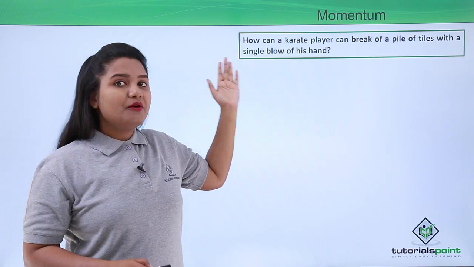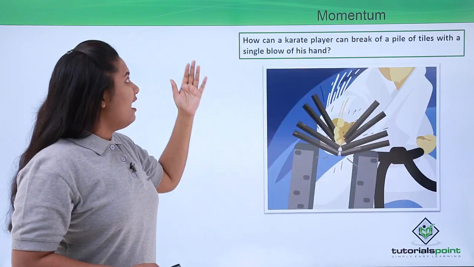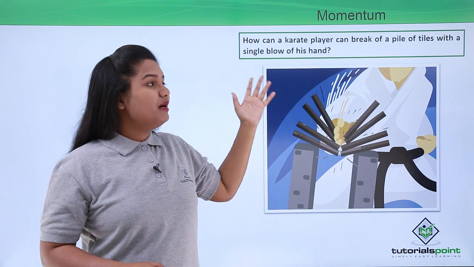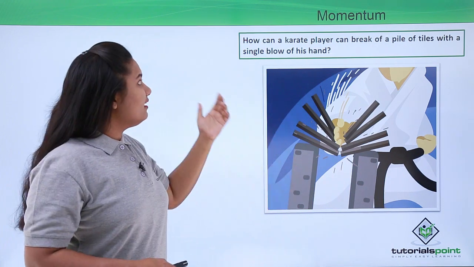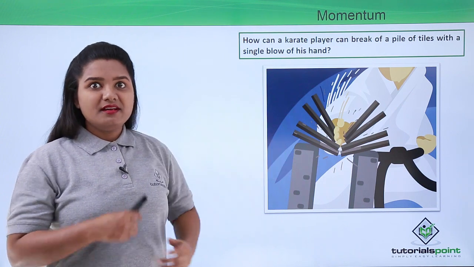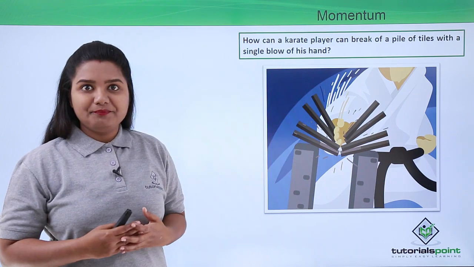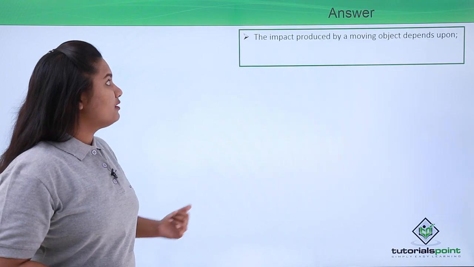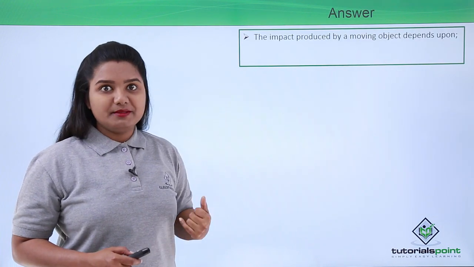So the question that we are going to answer here is, how can a karate player break a pile of tiles with a single blow of his hand? Now we'll be answering this question using the concept of momentum. So let us brush up whatever we have already learned about momentum here.